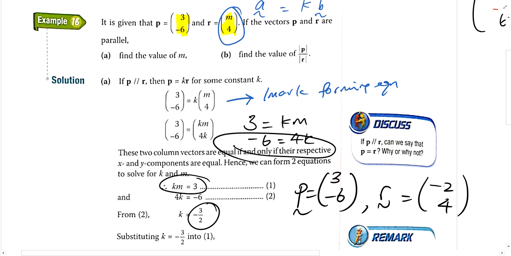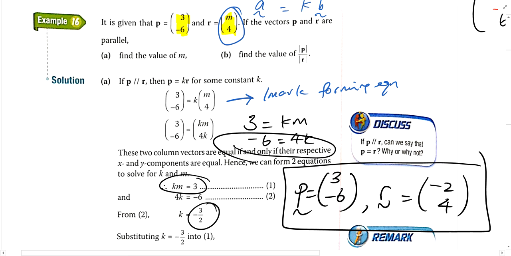Okay, looking at these two, can you tell me whether they are in the same direction or not? Or opposite direction? Same direction or opposite direction? We do know that they are parallel, definitely parallel. But are they same or opposite direction? And then how do you tell whether they are opposite? Same or opposite?